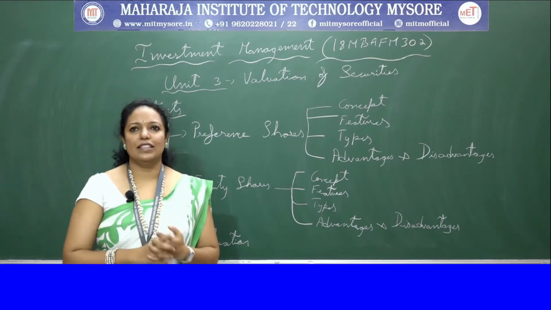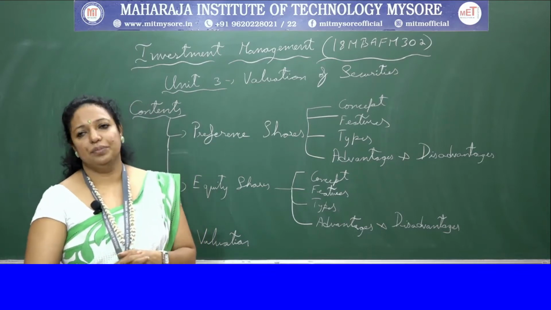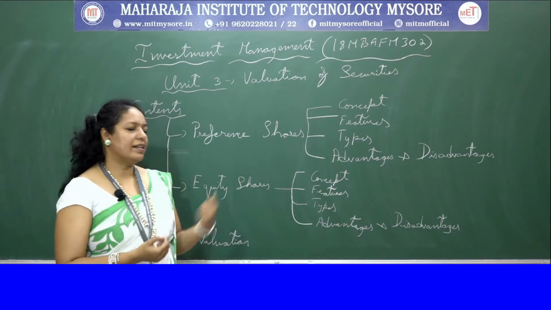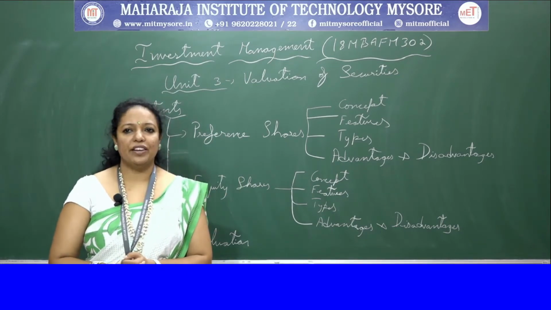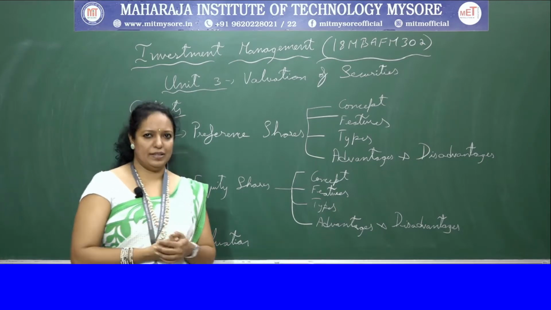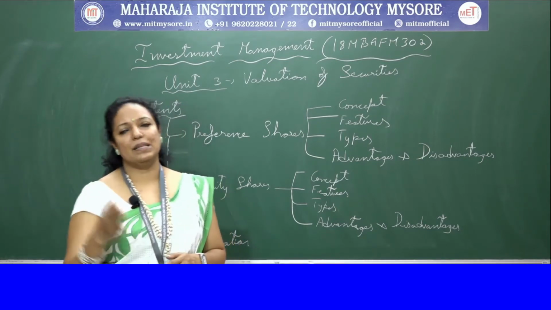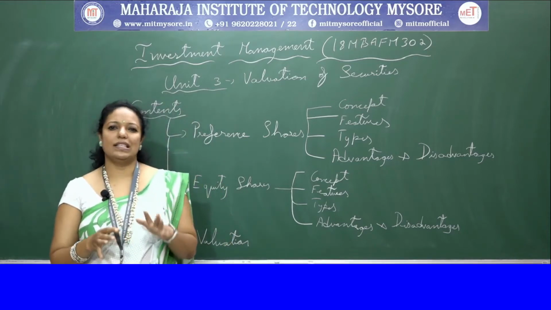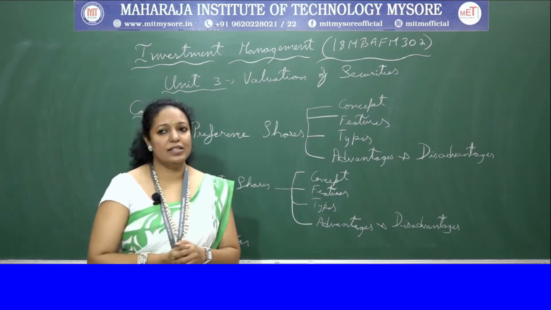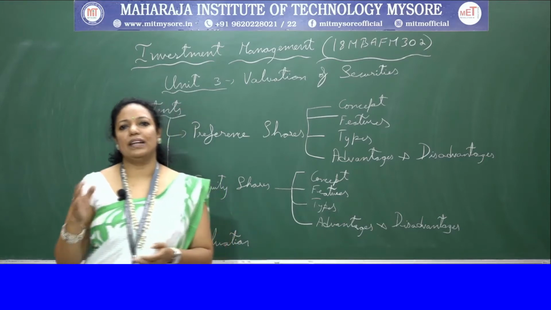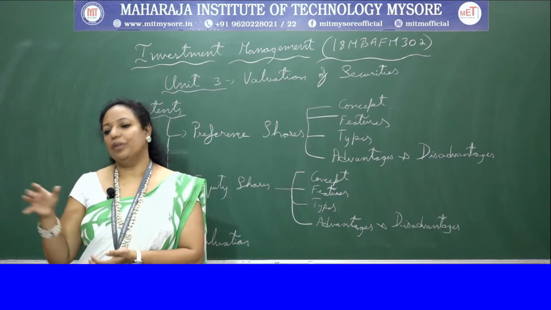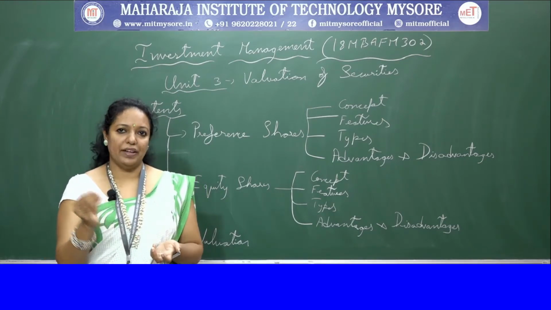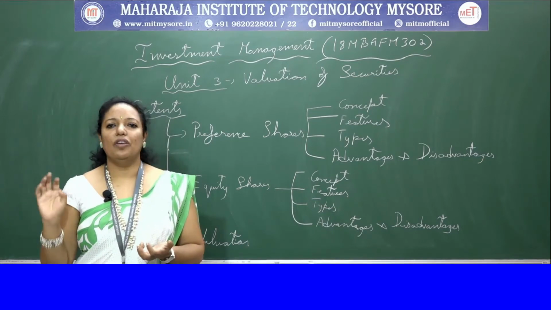That is related to the cumulative and non-cumulative preference shares. The second category of types is based on voting rights, or based on participation. There are two types, participating preference shares and non-participating preference shares. Let's discuss the participating preference shares first. Here participating means they have the right to participate in the surplus profits of the company.